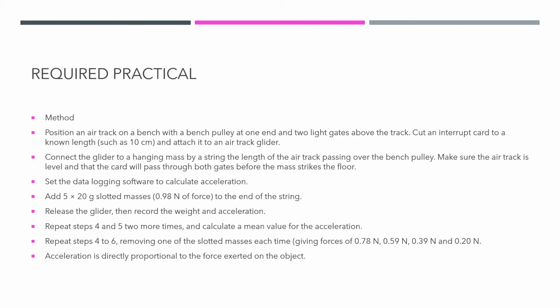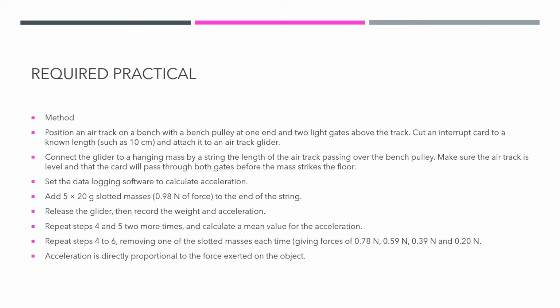Connect the glider to a hanging mass by a string the length of the air track passing over the bench pulley. Make sure the air track is level. The card will pass through both gates before the mass strikes the floor. You have to set the software to calculate acceleration, that's the change in velocity divided by time taken. That's the formula for acceleration.